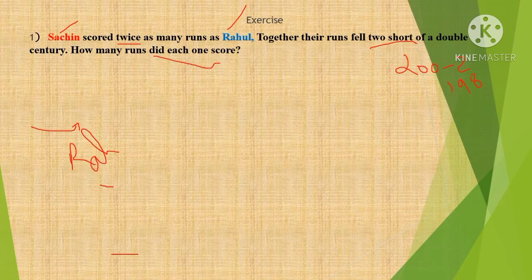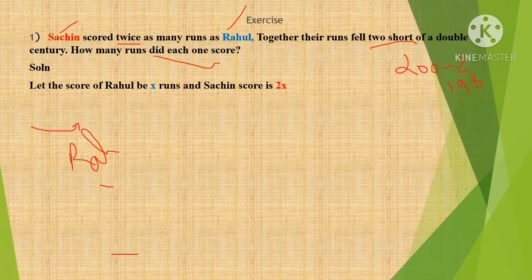Okay, so here we'll take Rahul's run as X. So what will be the Sachin score? Twice of Rahul. So 2 into X. We can write it as 2X. Solution. Let the score of Rahul be X runs. So what will be the Sachin score? 2X. Double of Rahul, right? So 2X, 2 into X. Write down the equation. X plus 2X is equal to 198. Now solve the equation.